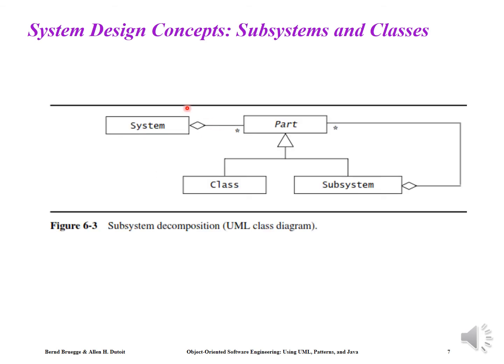Subsystems and classes. A subsystem is made of a number of solution domain classes. So a system has many parts, and a class is a part, and a subsystem is a part of it. And if a subsystem is complex, we recursively apply this principle and decompose a subsystem into simpler subsystems. It means a subsystem has many parts in it, which can further be divided into subsystems.